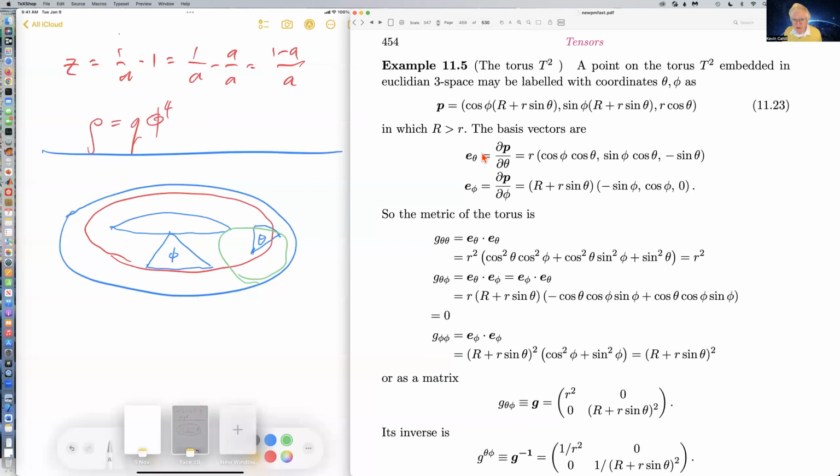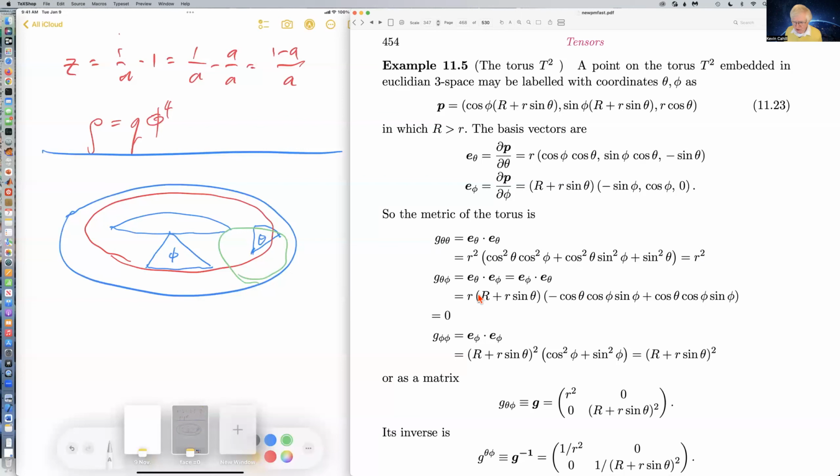So the metric of the torus is just the dot product matrix of the basis vectors. And so E theta dot E theta, you just dot this with itself, you get a sine squared there, you get cosine squared plus sine squared, and that's 1. And so this is altogether r squared simply.